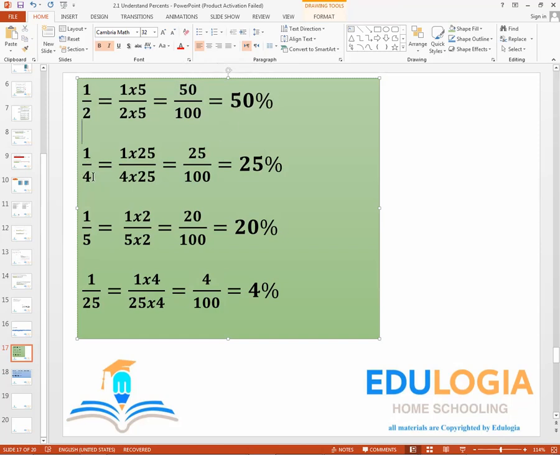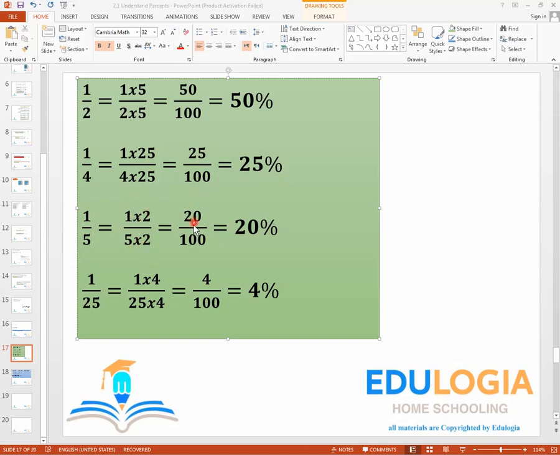The second one, 1 over 4, multiplying by 25 up and down. 1 by 25 is 25. 4 by 25 is 100. So it's 25 over 100. It's 25%.